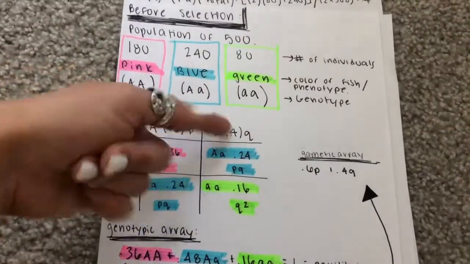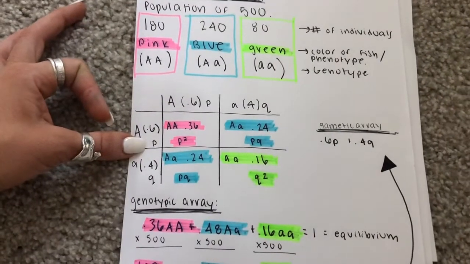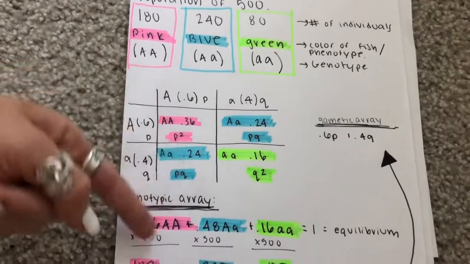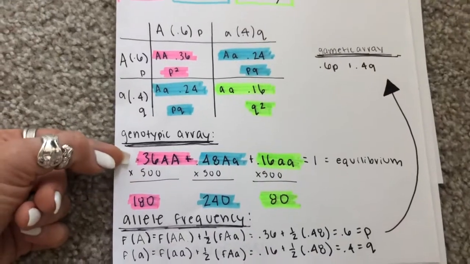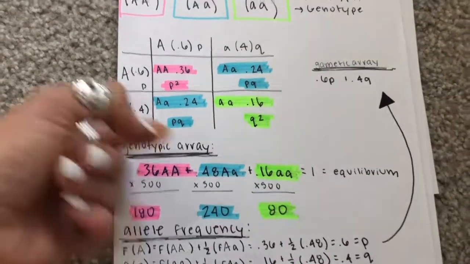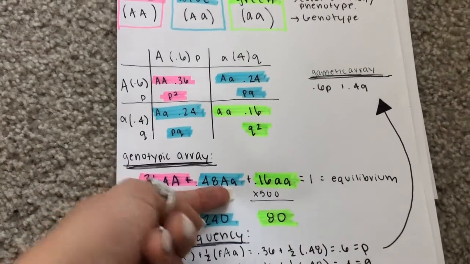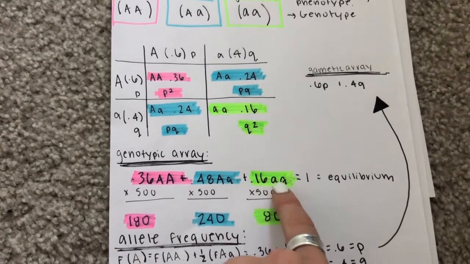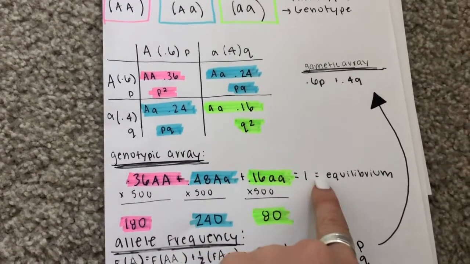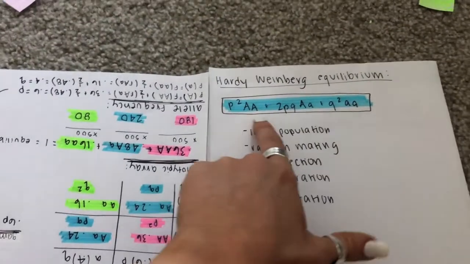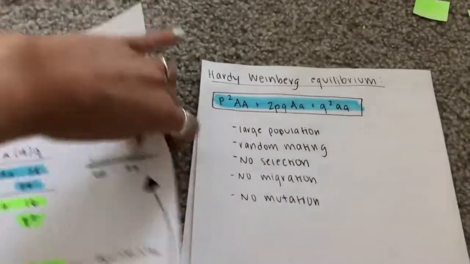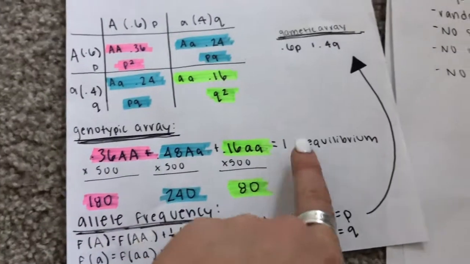Next, we can take these and do a Punnett square to figure out the genotypic array for each one. That gives us this, and I highlighted what color matches. So then we get 0.36 AA, 0.48 big A, little a, and 0.16 little a, little a, and it's at equilibrium because it equals 1. And also, to be at Hardy-Weinberg equilibrium, all of this, which is what this is, equals 1.